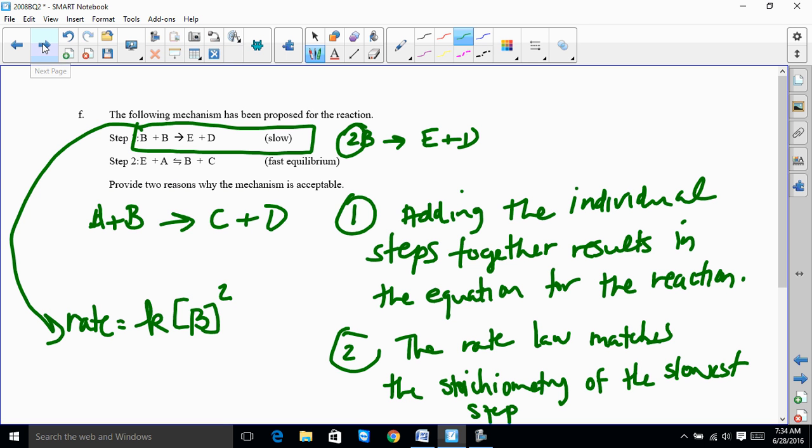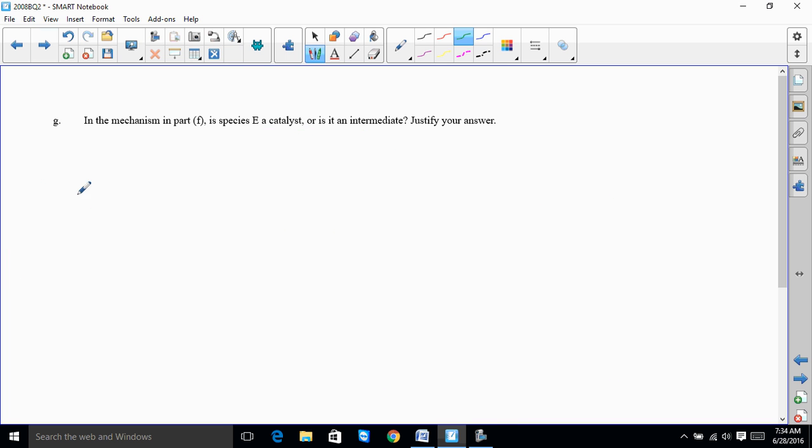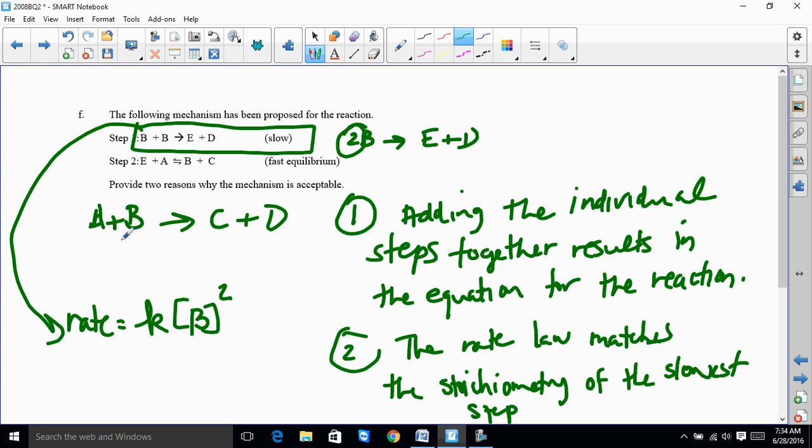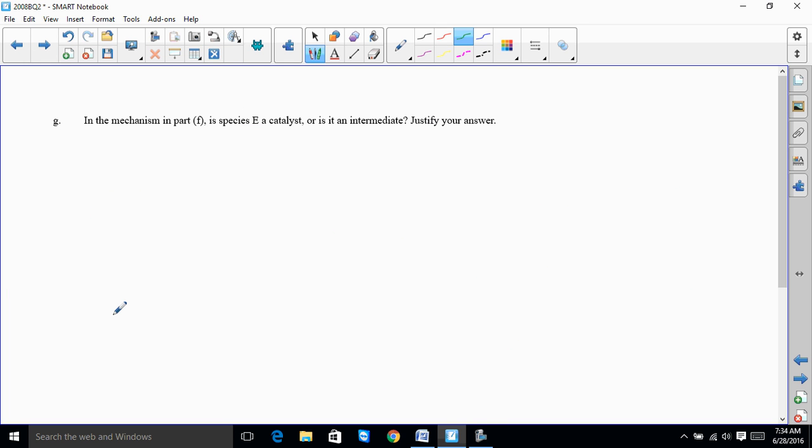And then finally, the last question, is E a catalyst or an intermediate? Because we know that A and B are the reactants and C and D are the products. So E has to be a catalyst or an intermediate. And the question is, is it an intermediate or a catalyst? So I would say E is an intermediate. And just to review that quickly, we know that catalysts are there in the beginning, which means they are on the left-hand side of the very first step.